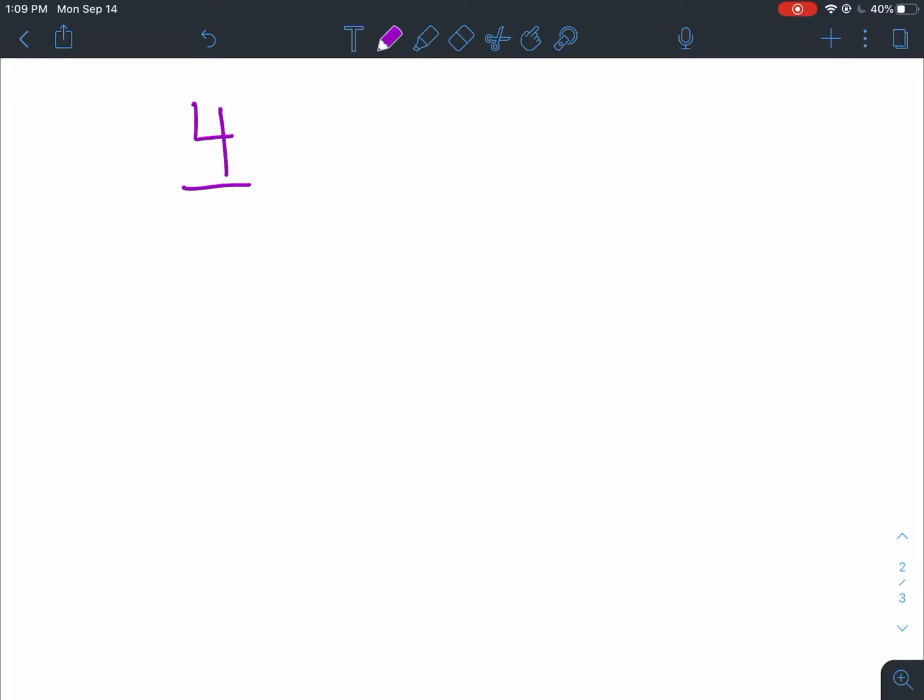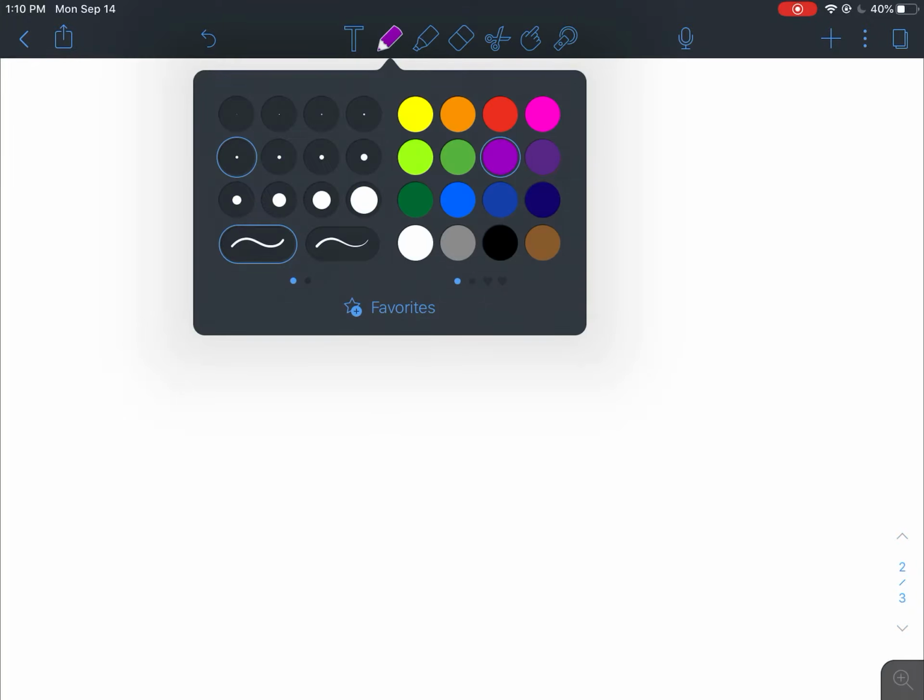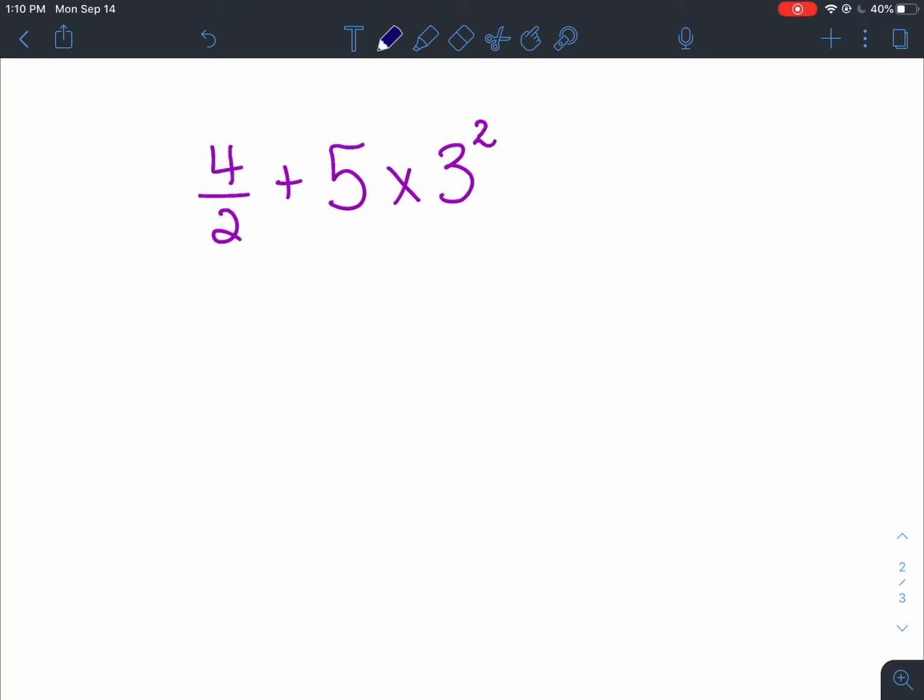Let's do 4 divided by 2 plus 5 times 3 to the power of 2. Okay, let's write Bedmas down our page here. So brackets, none. Exponents, check. This guy. So we're gonna do that first.